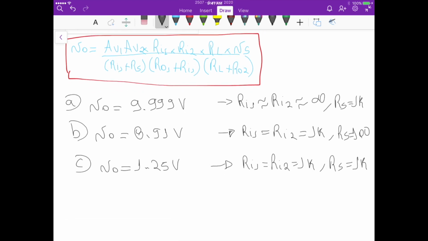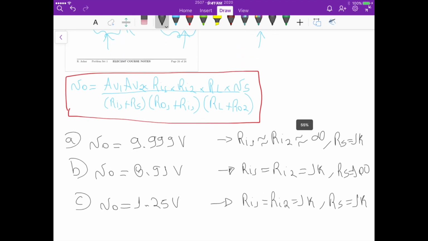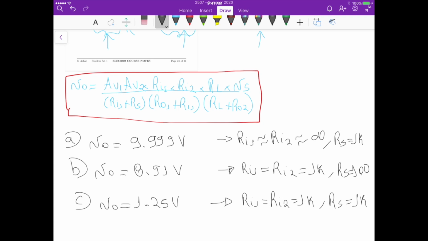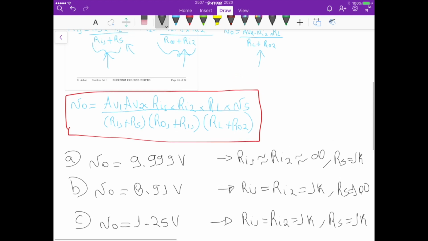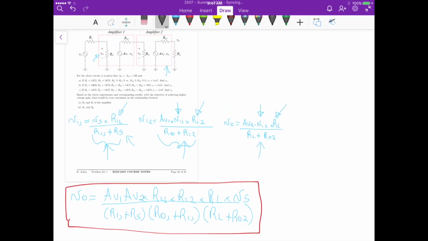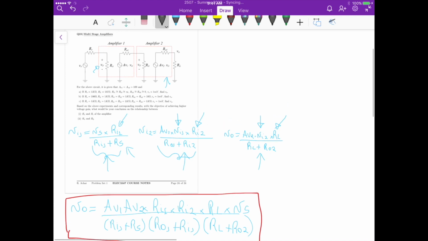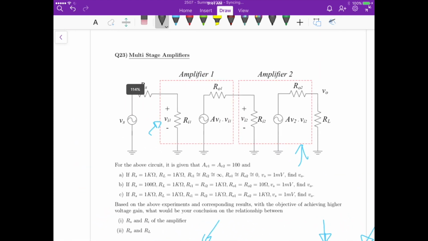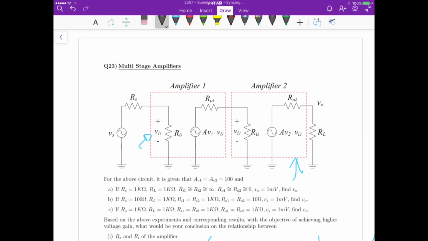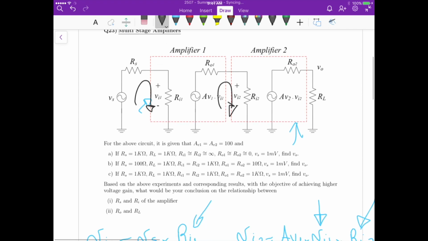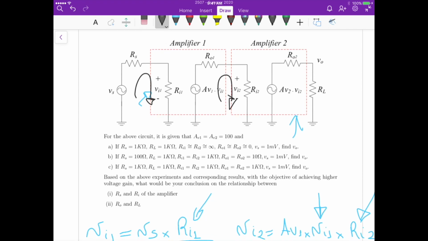So what do you observe here? If the input resistance is a very high value, the voltage at the output basically gets multiplied by the gains AV1 and AV2. So we go from 1 millivolt to almost 10 volts, which is 10,000 times the input voltage. But remember that we have applied a voltage divider in this case and in this case. So that's basically the final answer for parts 1 and 2 of the last question.